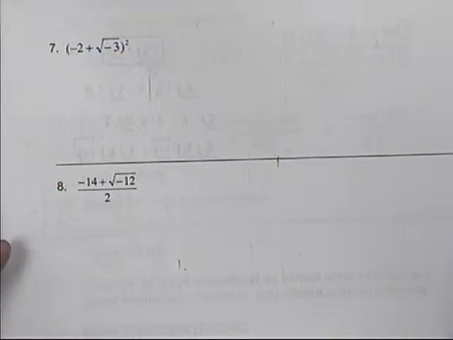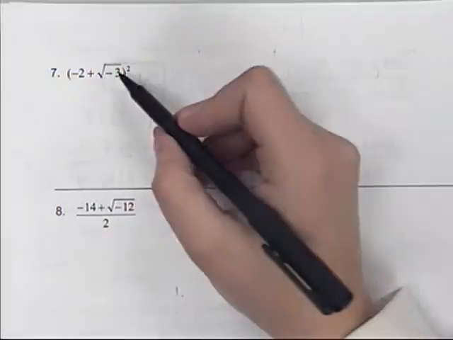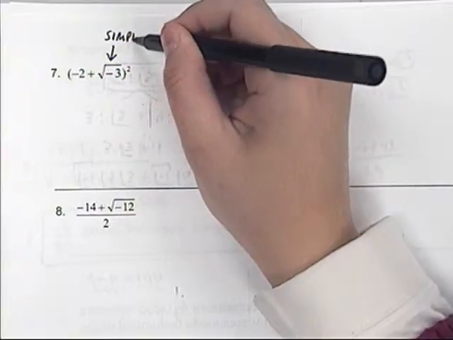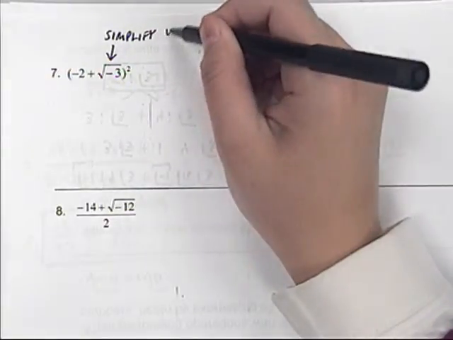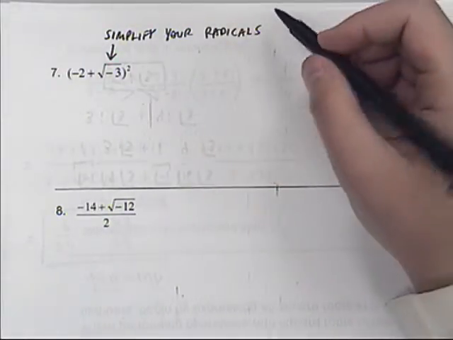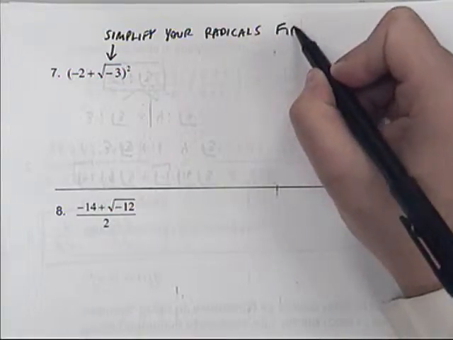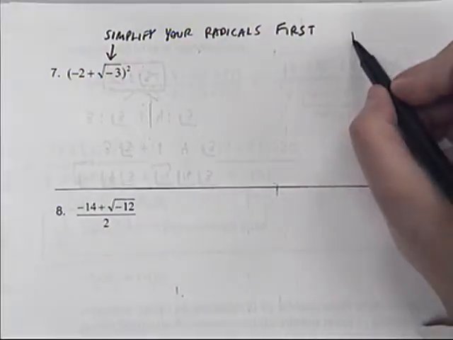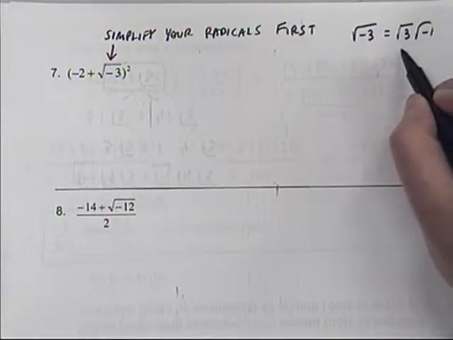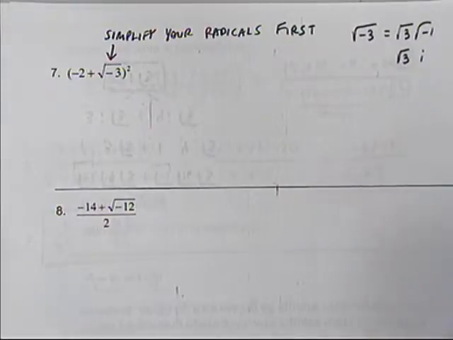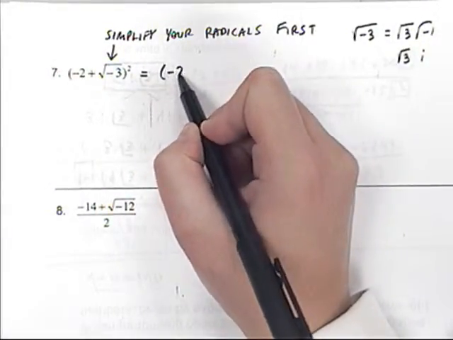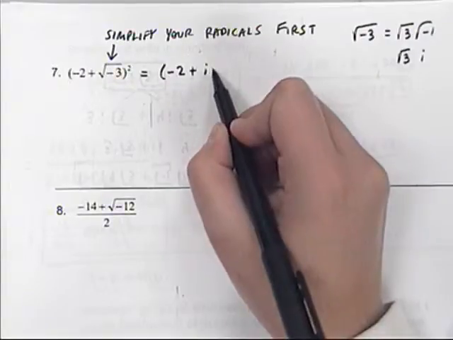The last two examples, here if I have something squared, I want to simplify inside first. Simplify your radicals first. It's really going to save you a lot of work down the road, so please do that first. The square root of -3 is the same as the square root of 3 times the square root of -1, which is just root 3 times i, or the other way around, i root 3. So that is the same as -2 plus i root 3.